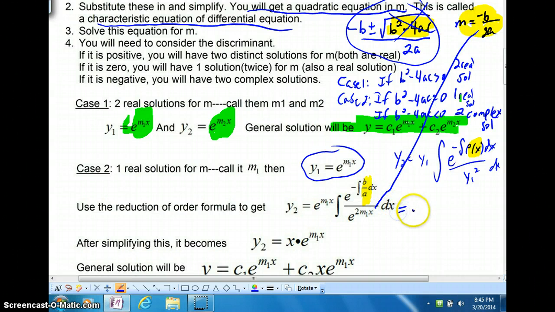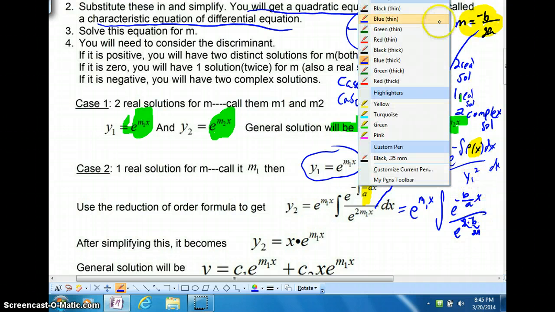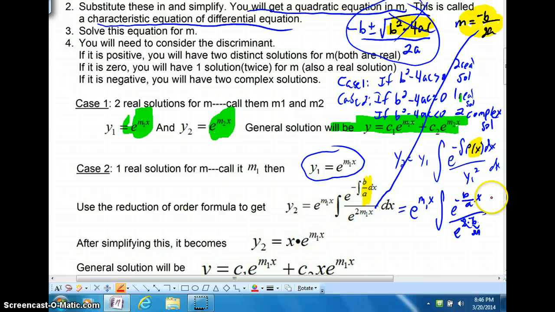So if we were to just continue this out, we'd have e to the m1x, integral of e to the opposite of b over a, and actually if we work that out, take an antiderivative, we'd get very simply opposite b over a x, wouldn't we? And down below here we'd have e to the 2 times opposite b over 2a. Look at that, the 2's cancel. Wow, these numerators and denominators would cancel out. I hope you can see that very clearly.